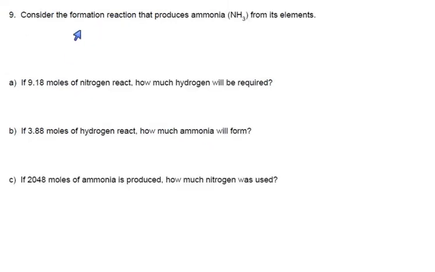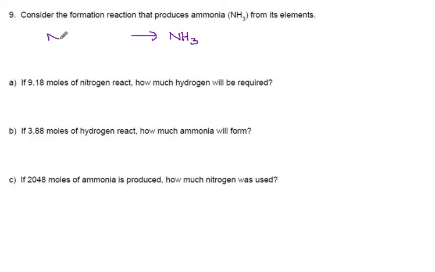What have we got here? Consider the formation reaction that produces ammonia from its elements. Okay, well, even if they just said the formation of ammonia, we would have assumed it was from its elements, but nice of them to clear that up. So, we're making NH3.